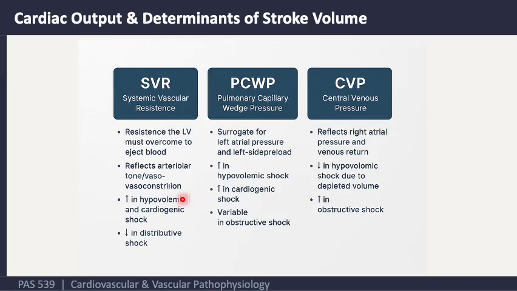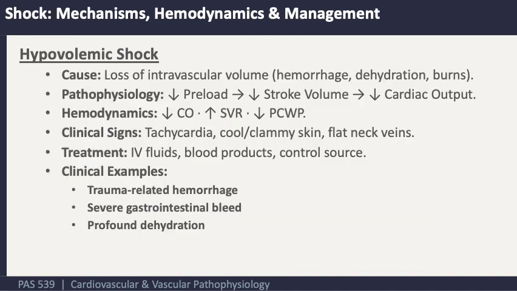I showed you this slide earlier. This is where we'll talk a little bit more about the systemic vascular resistance, the pulmonary capillary wedge pressure, and the central venous pressure, because all of these things can affect stroke volume, and these things are very important in shock. So let's talk about the mechanisms, hemodynamics, and the management.